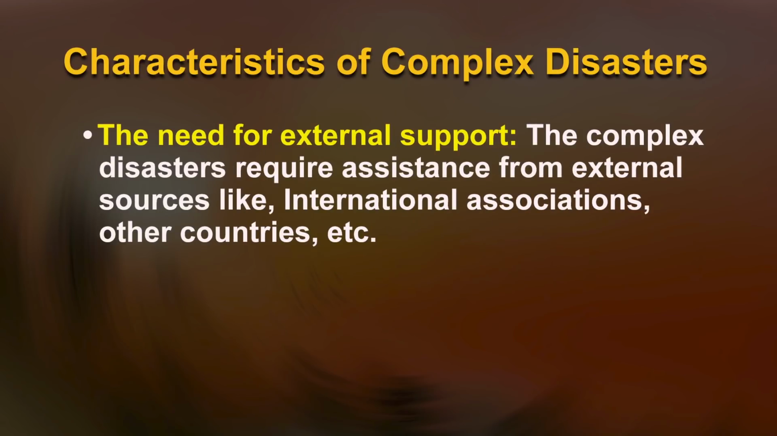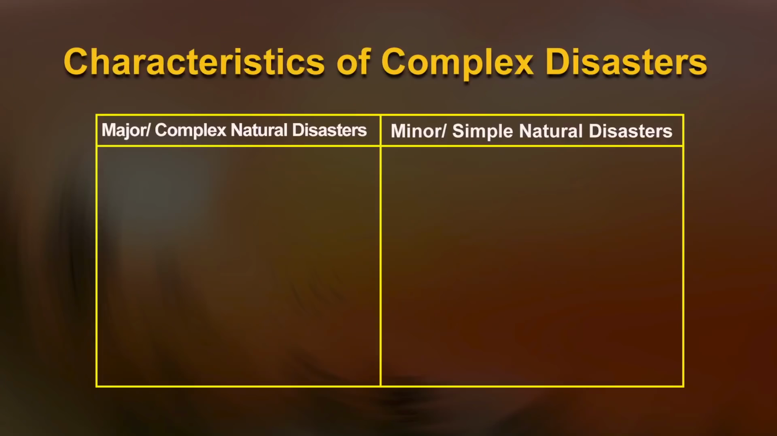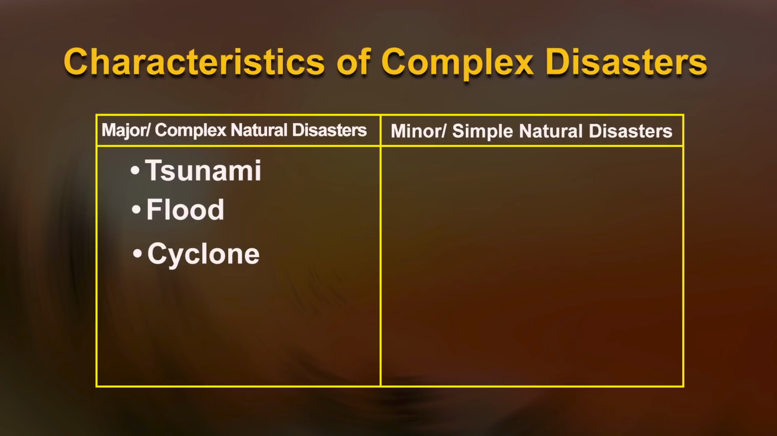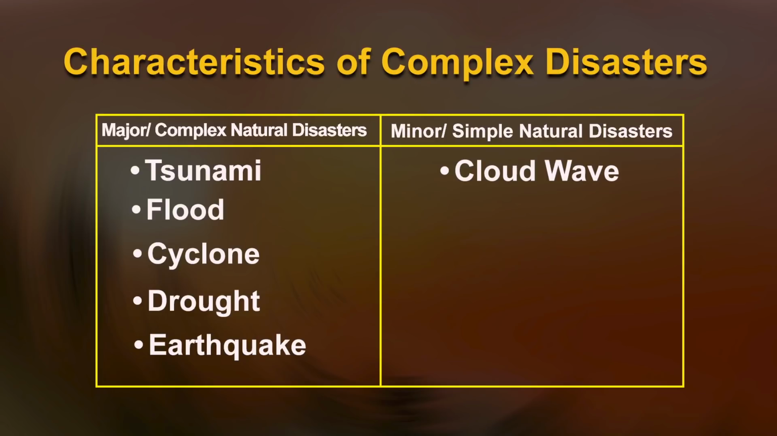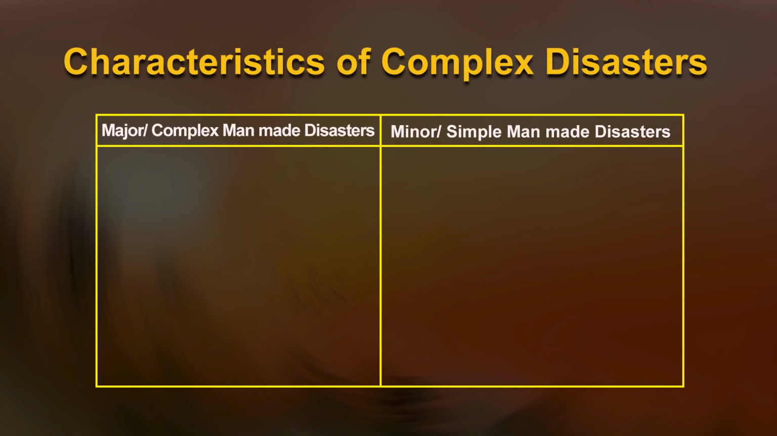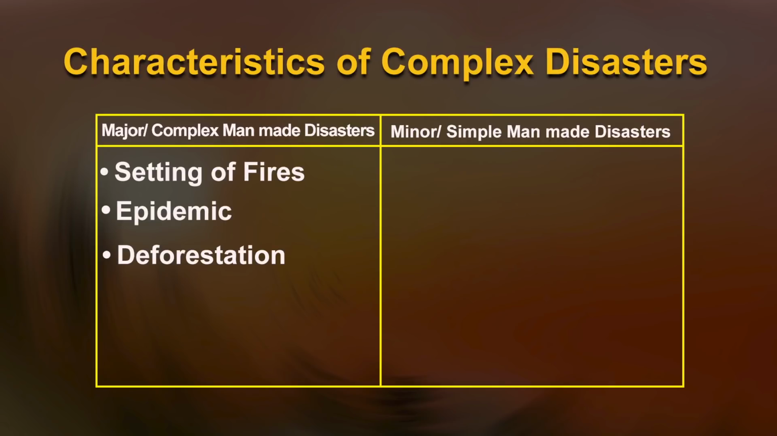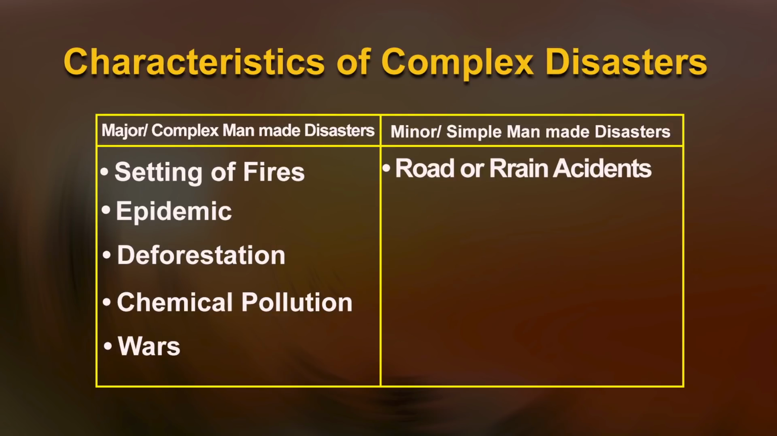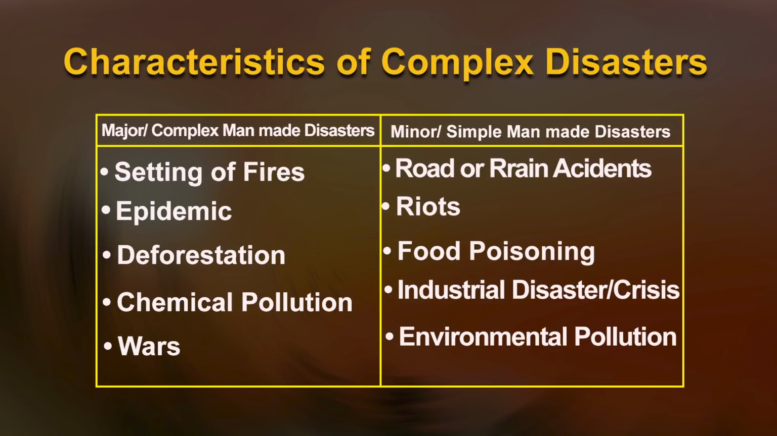The need for external support: complex disasters require assistance from external sources like international associations, other countries, etc. The following table shows some examples of minor and major disasters that fall under the category of natural and man-made disasters. Major natural disasters: tsunami, cyclone, earthquake, drought. Minor natural disasters: flood, cold waves, thunderstorm, heat waves, mudslides, storm. Major or complex man-made disasters: wars, riots, epidemic, industrial disaster or crisis, chemical pollution. Minor or simple man-made disasters: setting of fire, deforestation, road or train accident, food poisoning, environmental pollution.